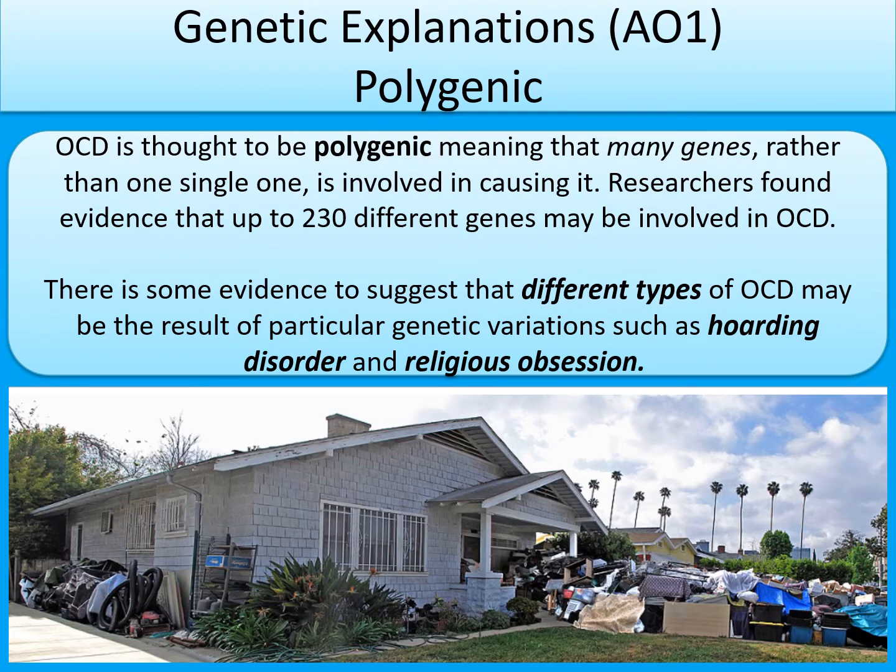And there is also some evidence to suggest that different types of OCD may be the result of particular genetic variations. So I'm sure most people have heard of hoarder's disorder, where people obsessively hoard belongings and can't let go of them. And if you look in the picture, that person's house has all of their possessions spilling out. That is actually a form of OCD. And then another form of OCD might be religious obsession. So the evidence is that perhaps different genetic variations lead to different forms of OCD.